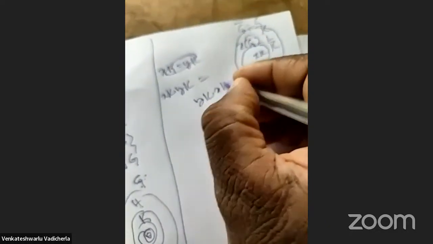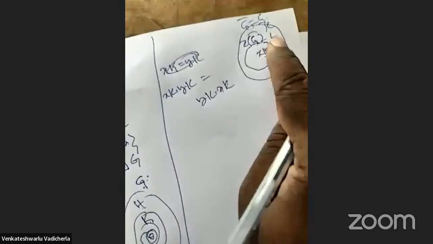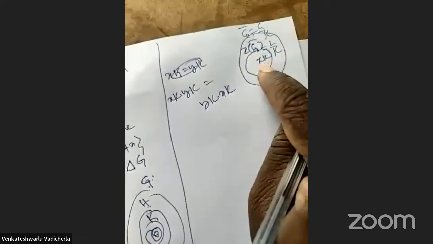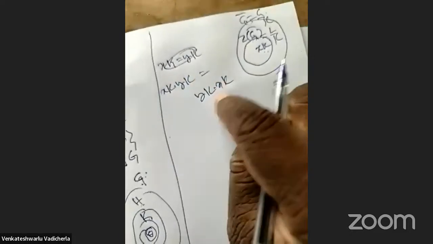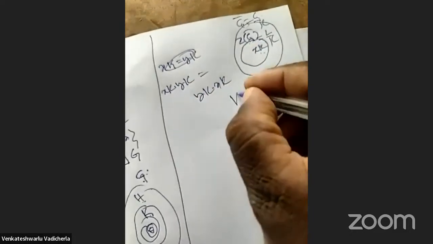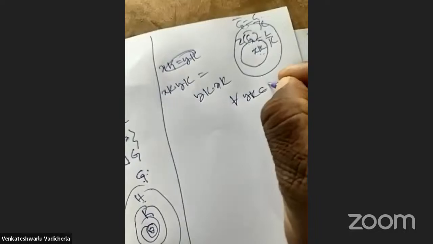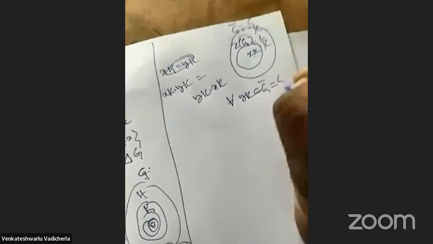What is the commutative property? xK times yK is equal to yK times xK. This is like AB is equal to BA. But the elements of the center of G bar, whose elements? Cosets. xK into yK is equal to yK into xK for all yK, for all yK an element of G bar, which is G by K.